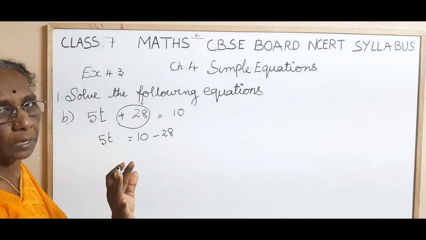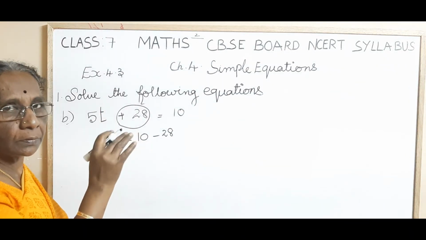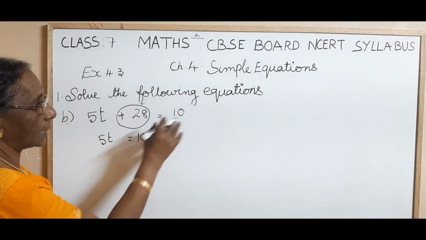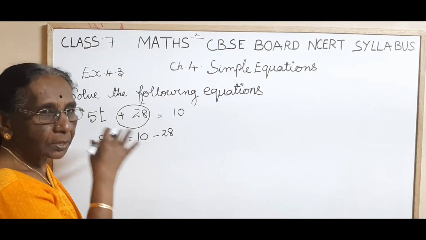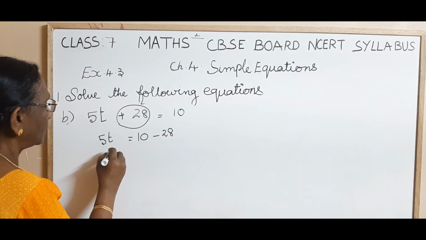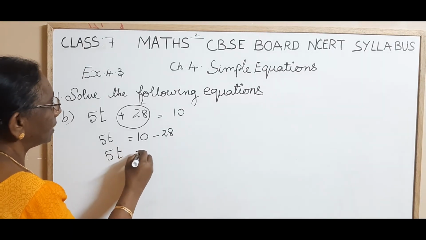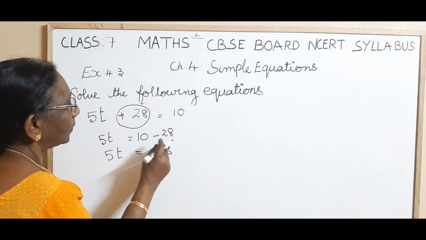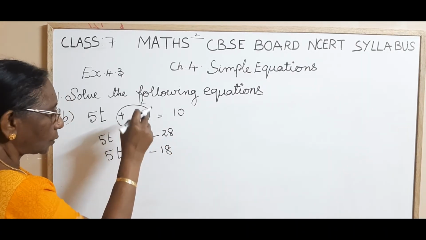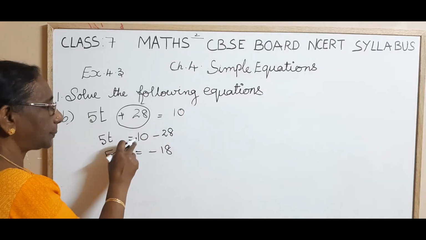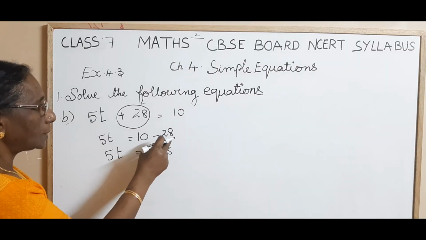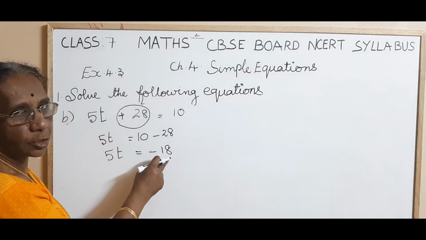Usually you will write subtract 28 from both sides, and we will do the subtraction and cancel, isn't it? So instead of writing those extra steps, we are just writing this. What are we getting? 5t is equal to minus 18, because the bigger number is negative. So when you have more negatives and fewer positives, the answer will be negative. Then 28 minus 10 is 18.